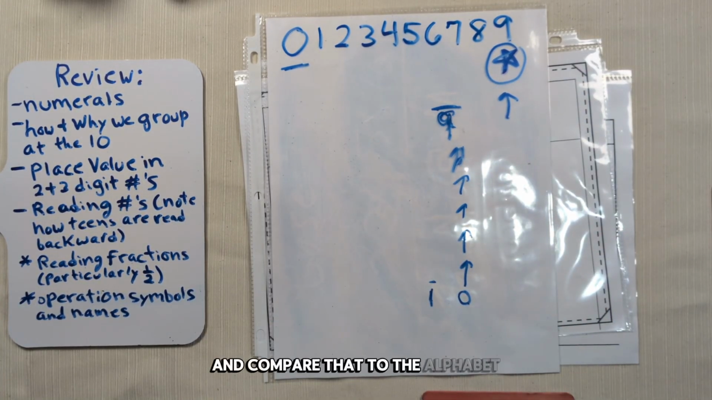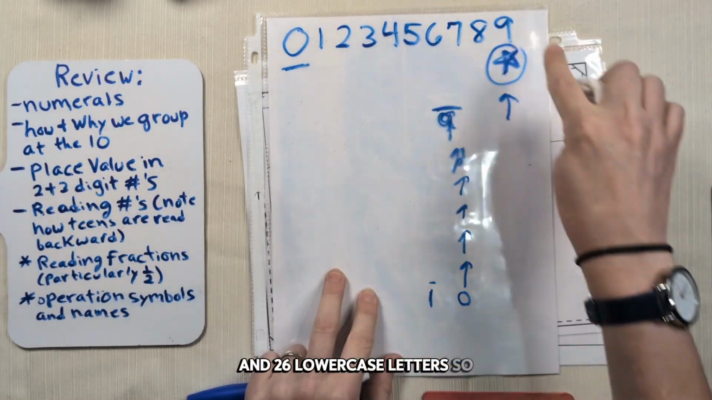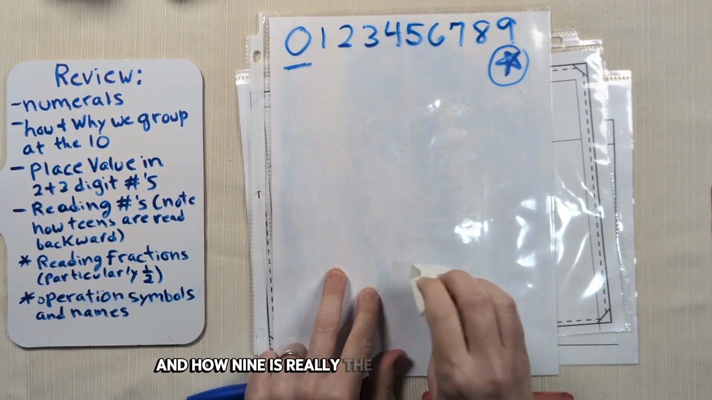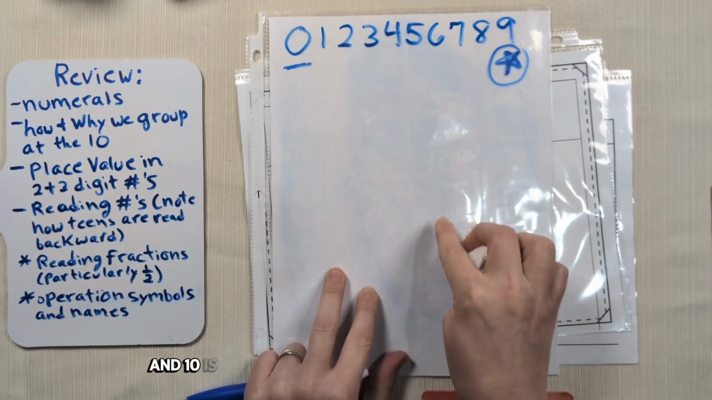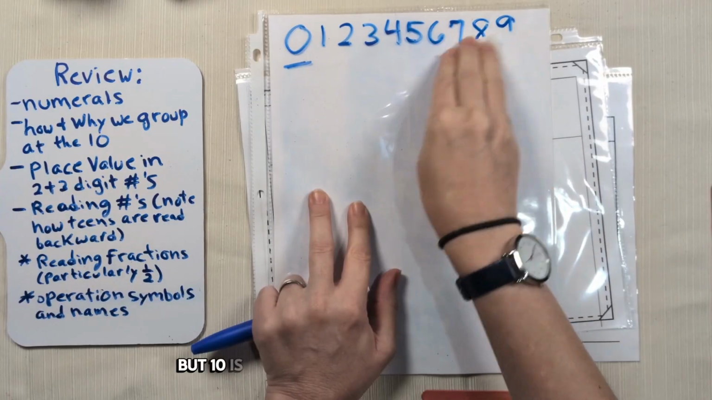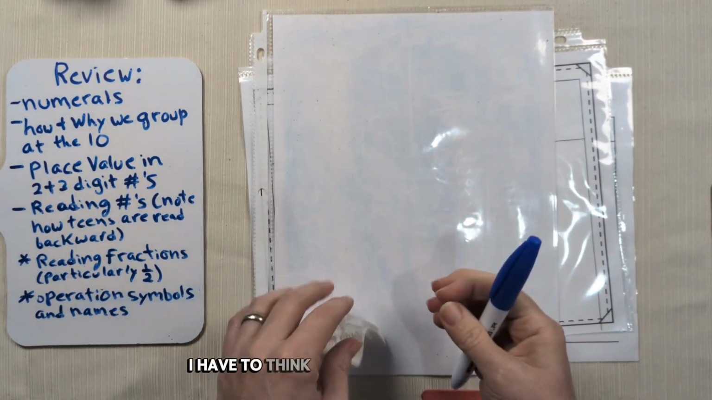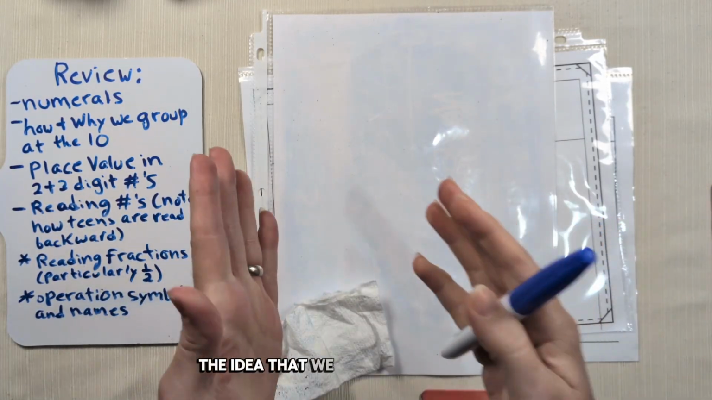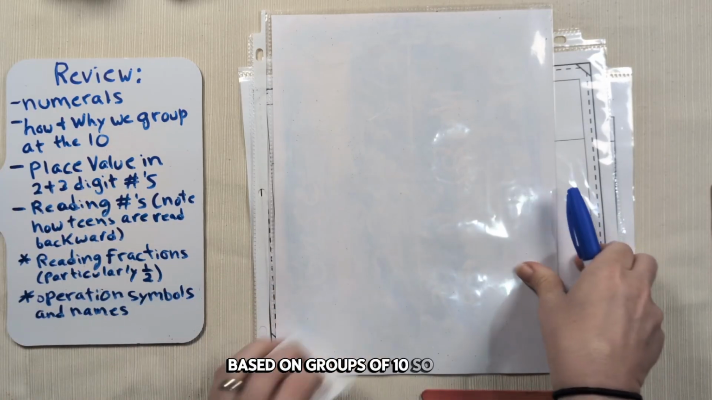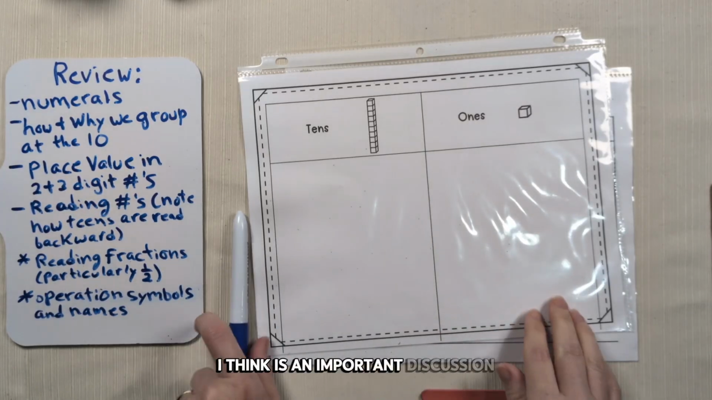And compare that to the alphabet, where we have 26 uppercase letters and 26 lowercase letters. So I like to have this discussion of how many numerals we have, and how 9 is really the highest one we get to, and 10 is made up, which we often think of because we're grouping at that point, but 10 is that combination of 0 and 1. So that's an important discussion to set that framework for the idea that we have a base 10 system based on groups of 10. So again, the how and why we group at the 10, I think, is an important discussion.